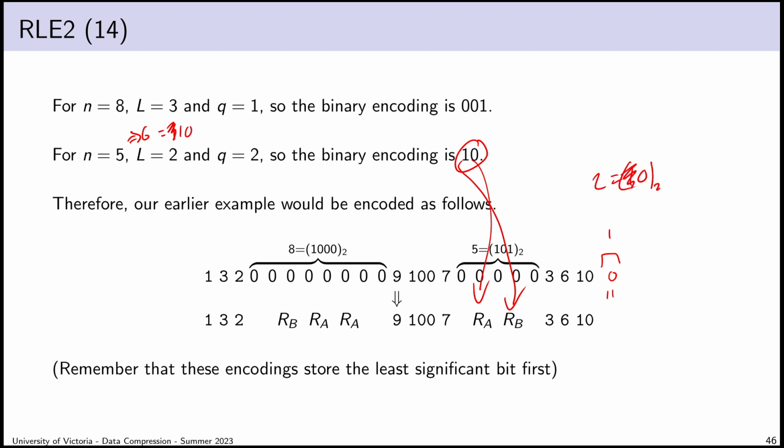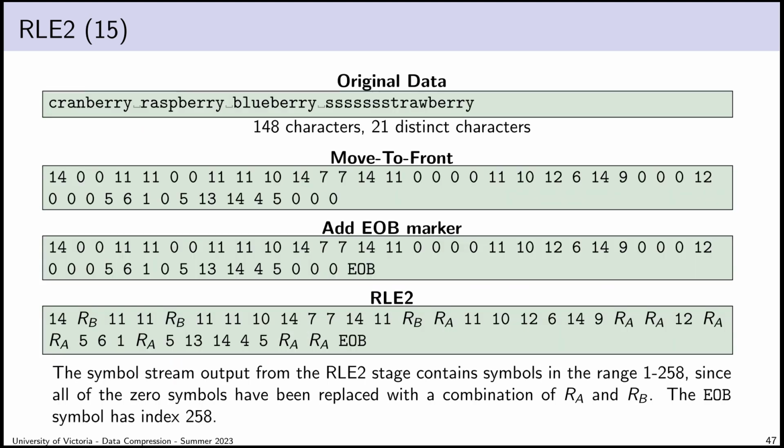I chop off the most significant bit, so my run is encoded with just a 0-bit. And the 0-bit, remember, is RA. So if I have a run of only 10 in a row, it gets encoded as a single occurrence of the symbol RA. So the key thing to remember is we put least significant bit first.